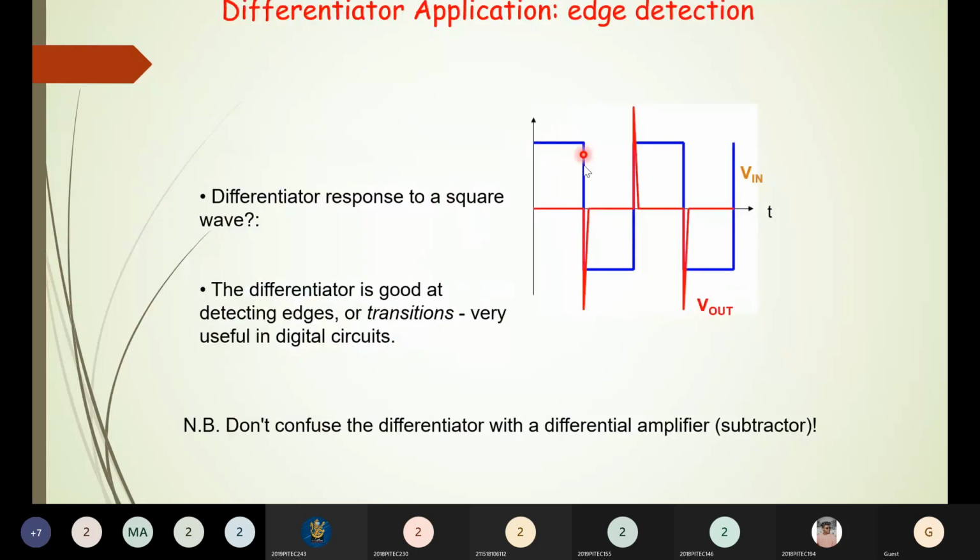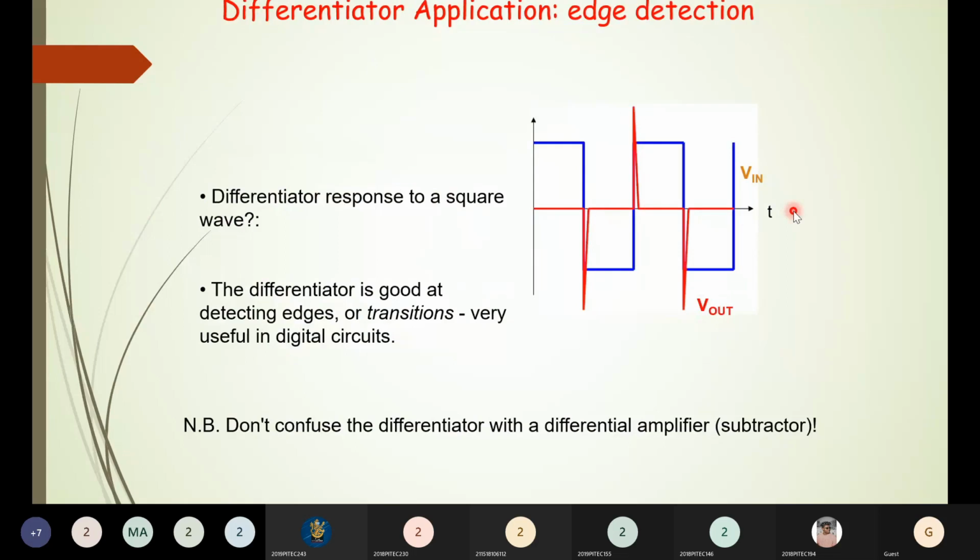For this, I'll get a negative spike here. For this negative waveform, I'll get a positive spike here. Like this, we'll be getting the spikes. It means it is detecting the transition from high to low and low to high. Okay? So this is a differentiator.